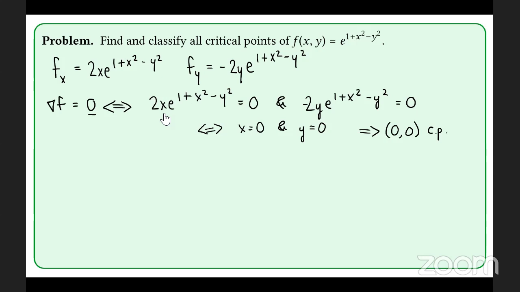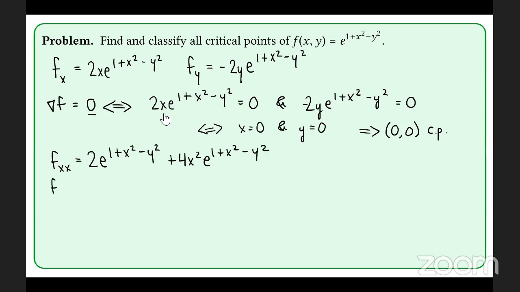Okay, so now let's classify it. So we're going to use the second derivative test for functions of two variables. So we need the second order partial with respect to x. And there we get 2e to the 1 plus x squared minus y squared plus 4x squared e to the 1 plus x squared minus y squared.